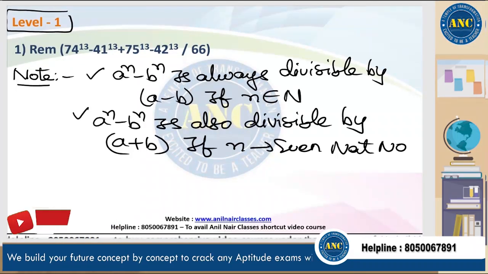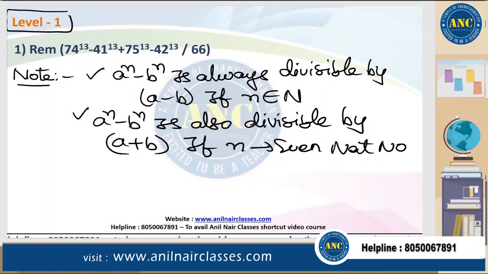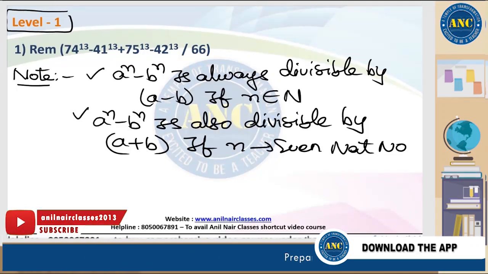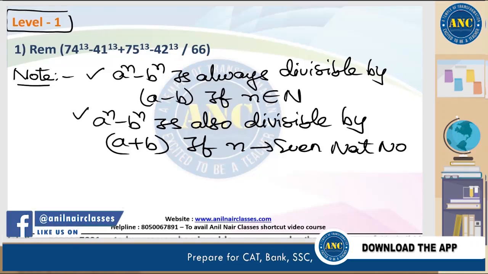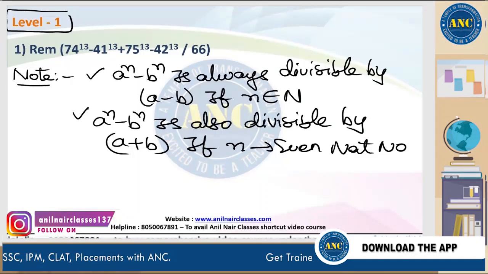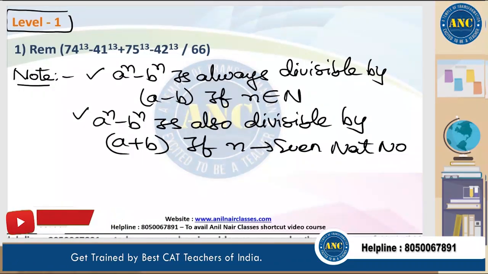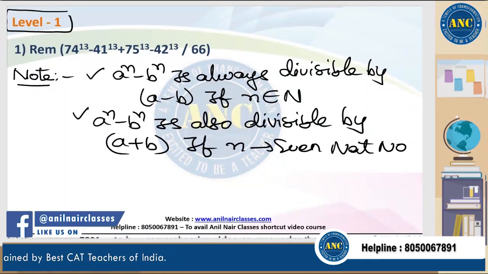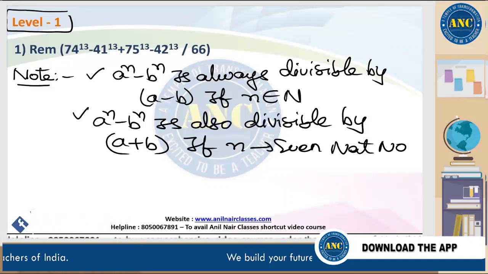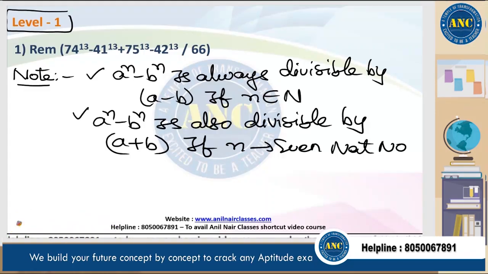If you observe a square minus b square or a cube minus b cube, in both these terms a minus b is a factor. That is the reason I said if n is an even number or n is an odd number, a power n minus b power n is always divisible by a minus b. But if n is an even number, for example, a square minus b square is divisible by a minus b and a plus b. Look at the powers in the question. You will come to know whether it is only divisible by a minus b or divisible by a minus b and a plus b. Now let us look at this question.